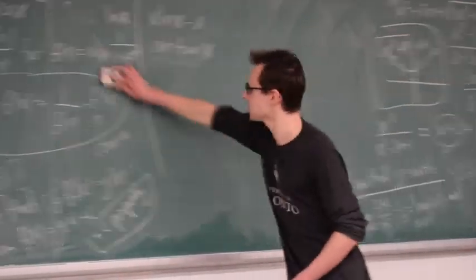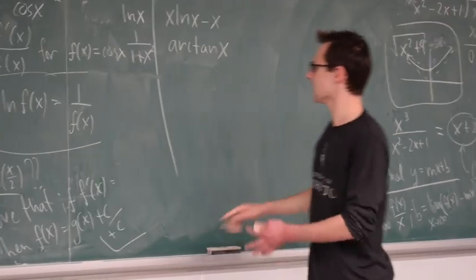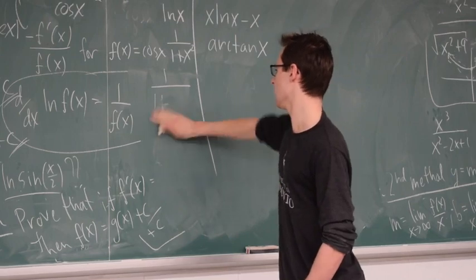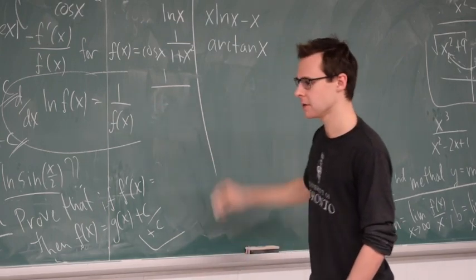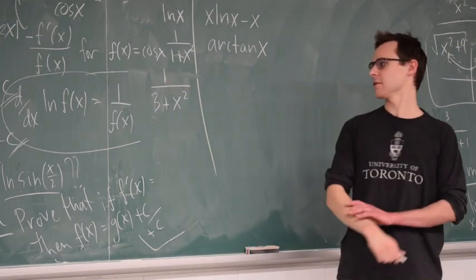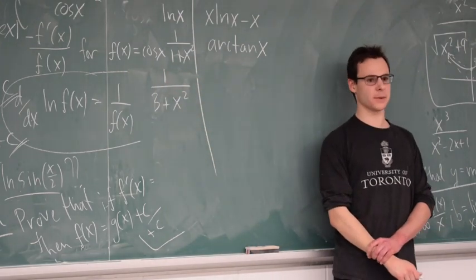We're running out of room here, aren't we? What is the antiderivative of 1 over 1 plus, I won't put 1, I'm going to put 3. What is the antiderivative of 1 over 3 plus x squared?